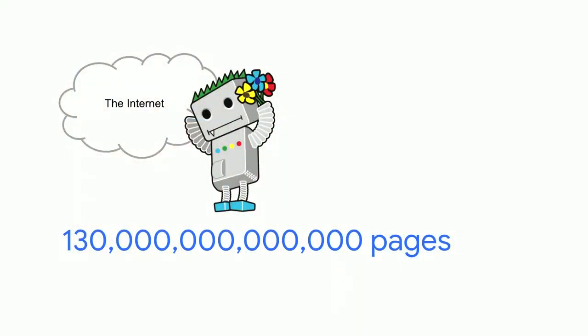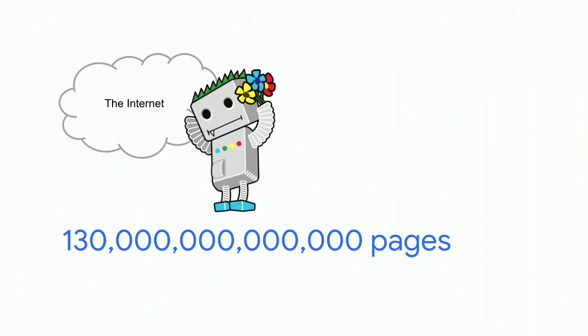Googlebot is basically busy continuously browsing the internet, more or less, right? So, crawling all these pages that we want to index on the web. Currently, that is over 130 trillion pages, right? So that's a lot of pages, so it's pretty busy.